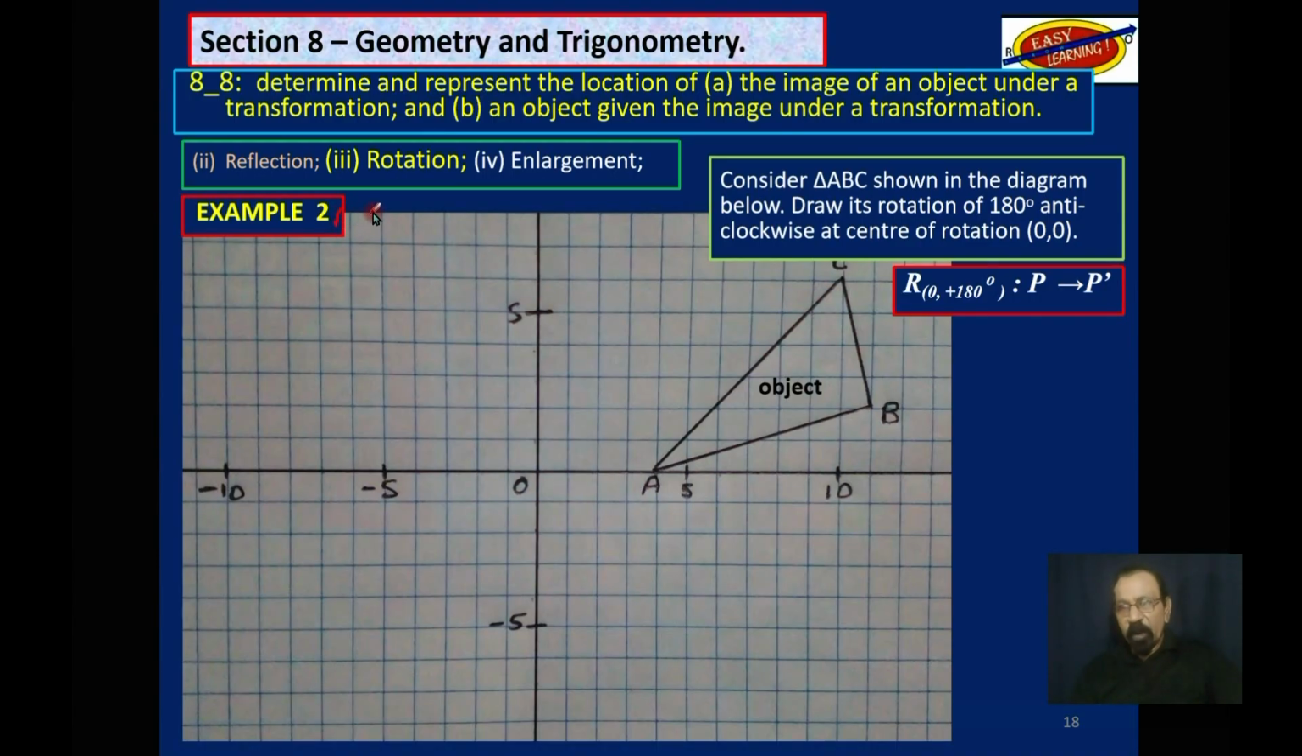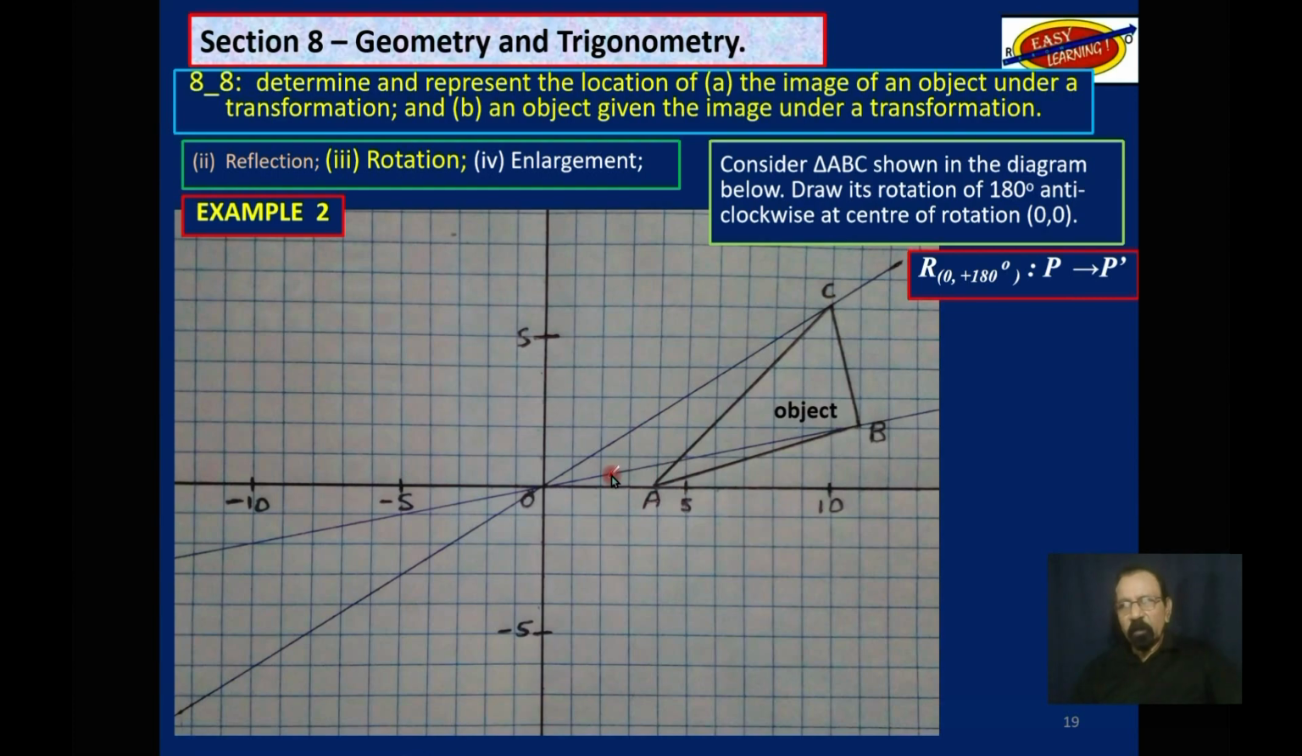Now I will move very fast from here. So what I have done is drawn the 3 lines. Well, actually, all I need to do was to draw 2. From C to O, from B to O, this A to O is already drawn.